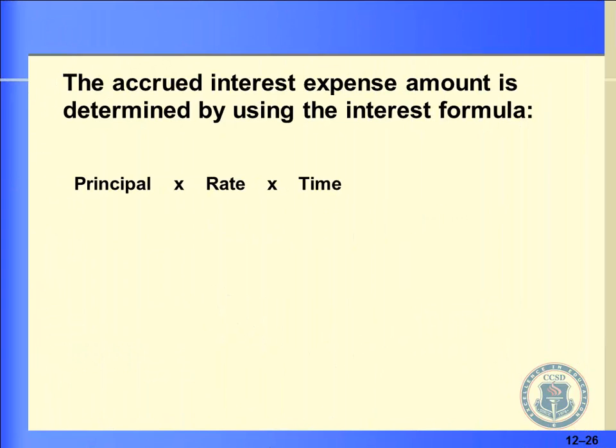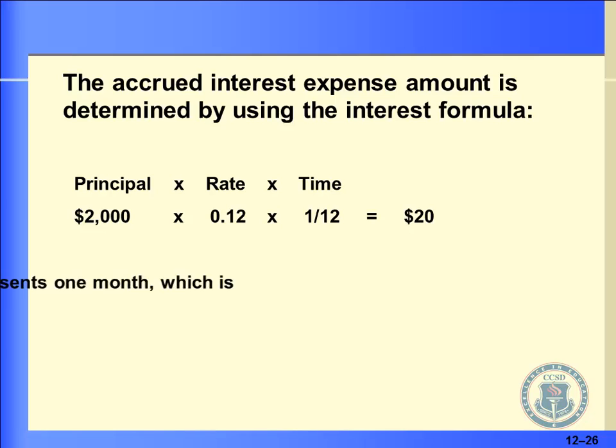So we have a good interest formula, and this is one of those formulas you should always just have memorized. To figure out interest, it's principal times rate times time. Principal times rate times time. So we can take 2,000 times 0.12. Multiply that by 1 divided by 12, which is 1 month out of 12. So 12%, 1 month out of the 12 months, that would give us $20. So our interest for December is $20.